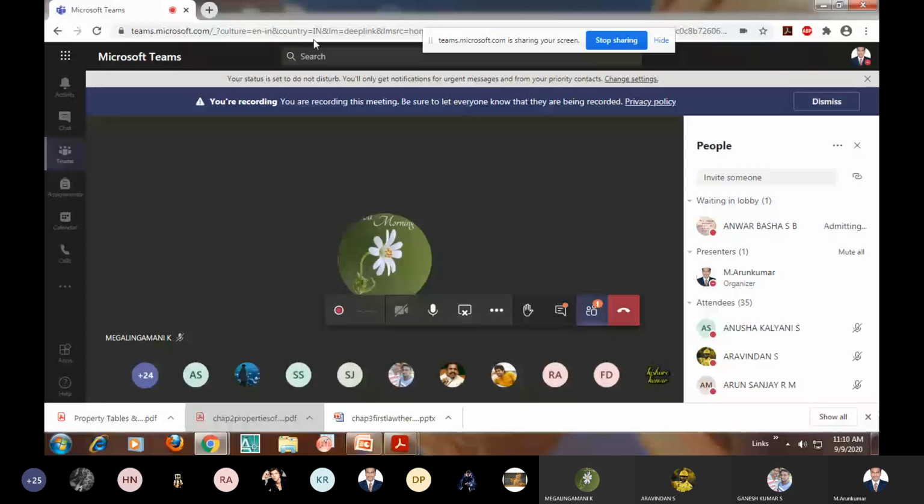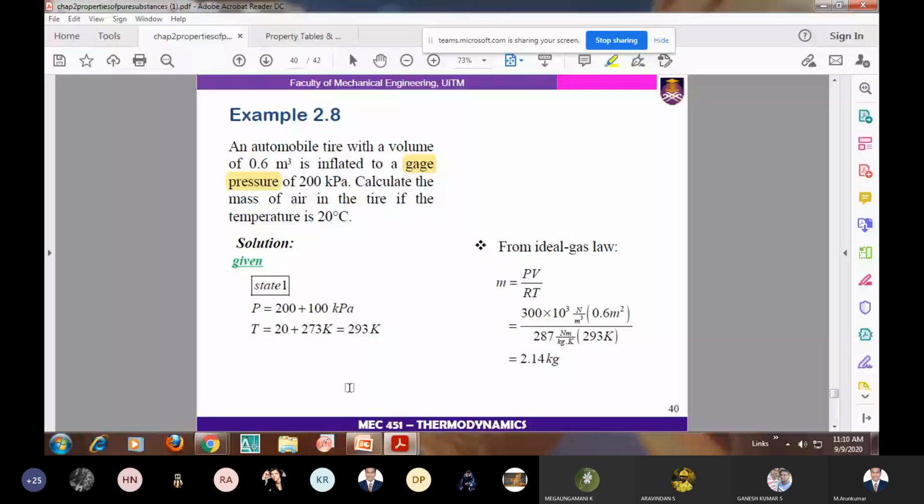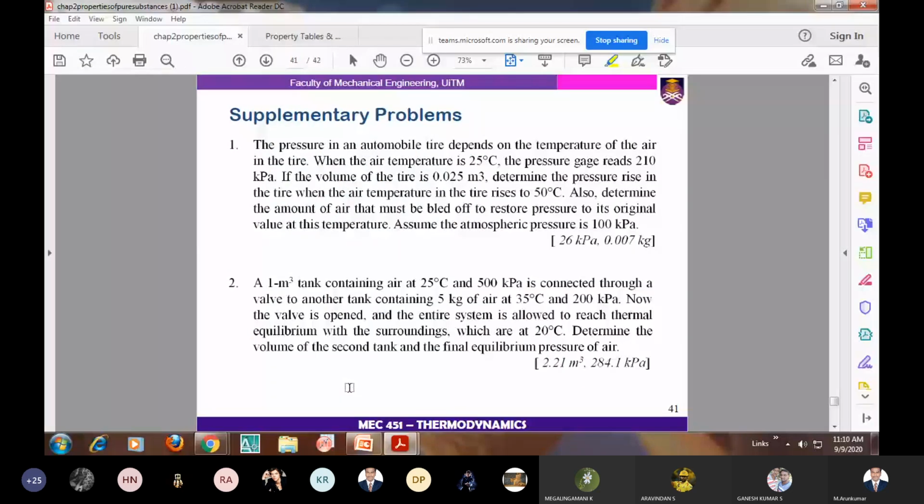Then we can move to the next step, supplementary problems. Just try to solve them as an assignment. We are forcing you to solve the assignments because we have a lack of time. Then only we can examine how you understand thermodynamics. This will be easy, so just try to solve this kind of problem.